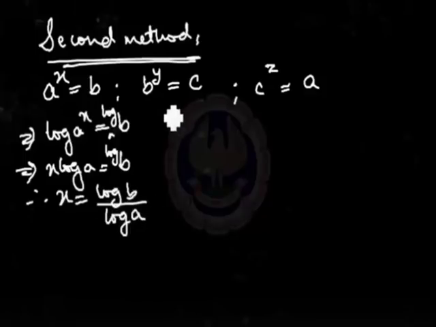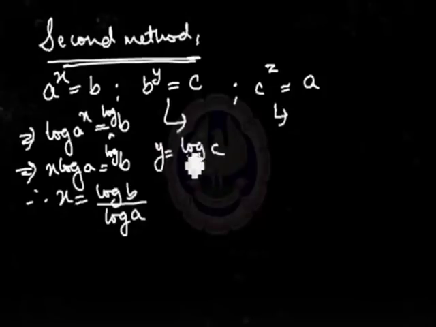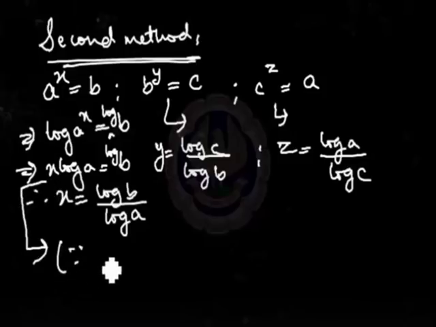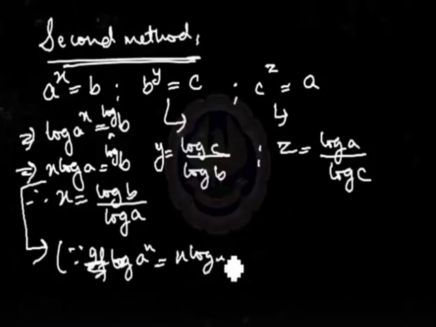Agreed? Similarly, if you take log on both sides for these two also, you will get y is equal to log c by log b. Here you will get z is equal to log a by log c. Agreed? You all know this, right? That if you have something like log a to the power n, it is equal to n log a. Right? This is because of this formula.